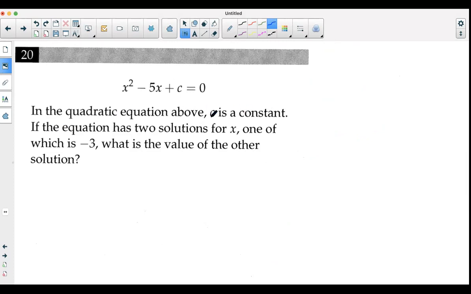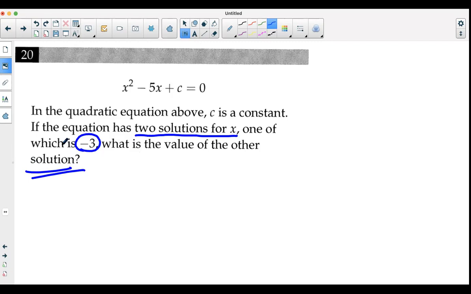C is a constant, and if the equation has two solutions for x, and one of them is negative 3, what is the other solution? Okay, so how do you get this one? In fact, there are many approaches, but I will share a couple of ways. While one method is quickest for this particular question, the other methods can be very useful in other contexts.